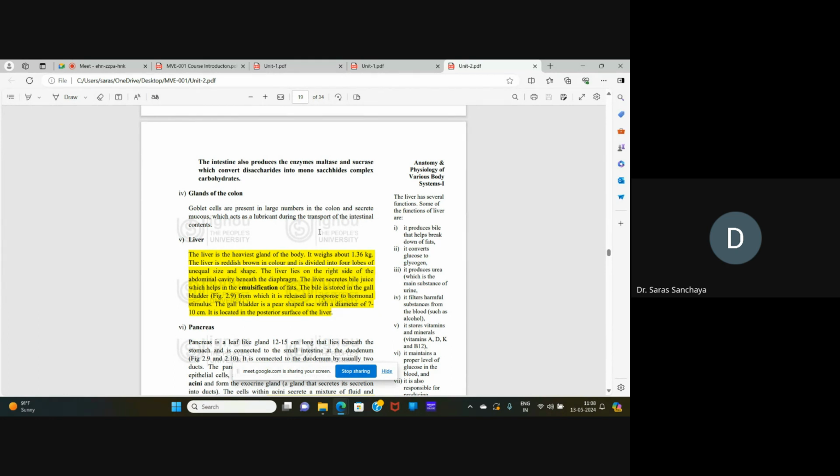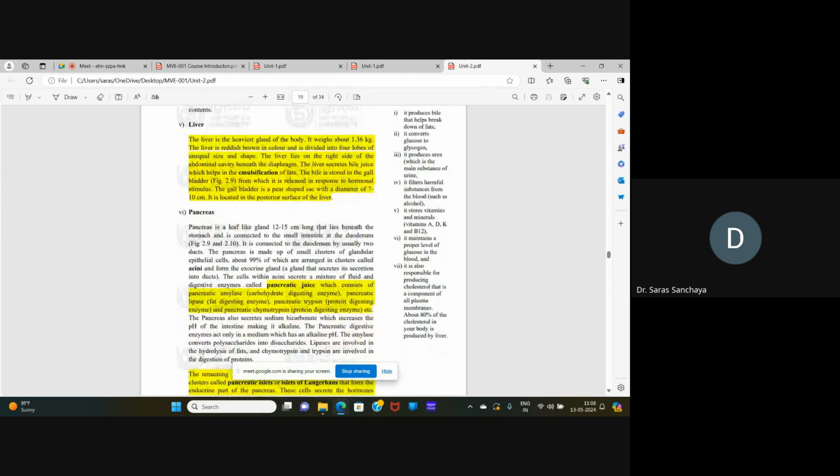The liver is reddish brown in color and is divided into four lobes of unequal size and shape. The liver lies on the right side of the abdominal cavity, beneath the diaphragm. The liver secretes bile juice, which helps in emulsification of fats. The bile is stored in the gallbladder, from which it is released in response to hormonal stimulus. The gallbladder is a pear-shaped sac with a diameter of 7 to 10 centimeters. It is located on the posterior surface of the liver.